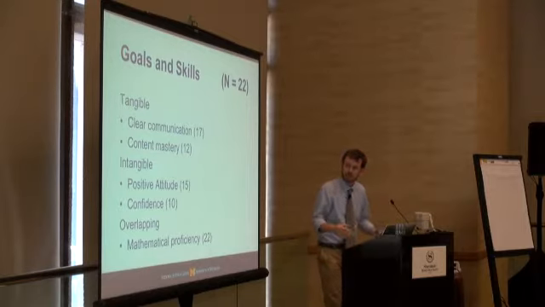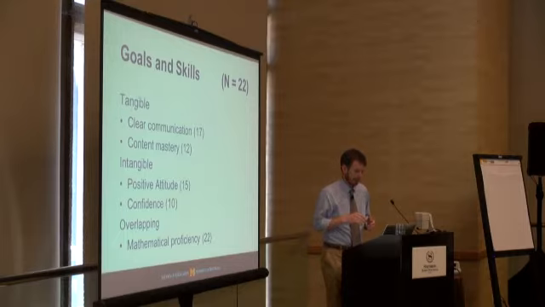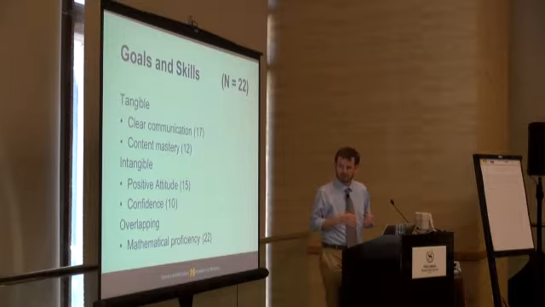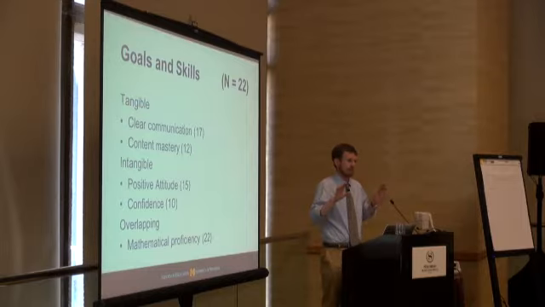Some of the intangible goals we also saw today were about confidence and positive attitude towards mathematics. These were less measurable. A third type of goal that we saw was overlapping. It overlapped the divide between tangible and intangible.